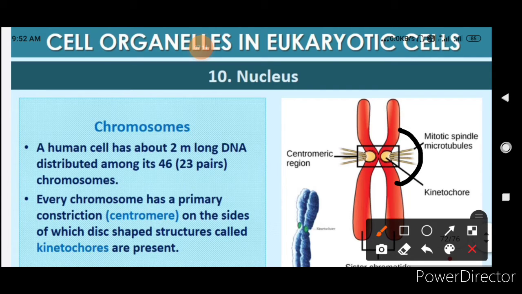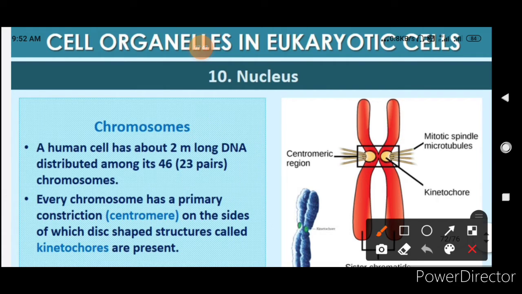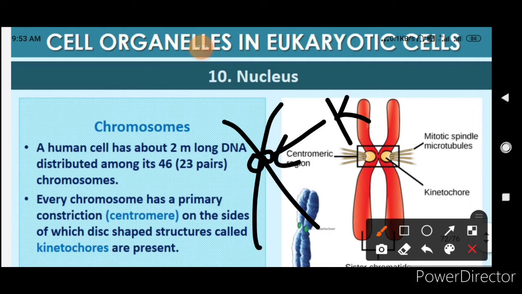That is the centromere. So this central structure is the centromere. On the sides of it, disc shaped structures are present and they are called kinetochores. See here, you can see this disc shaped structure. These are nothing but kinetochores. So a chromosome is an X shaped structure, and there is a constriction in this. This constriction is nothing but the centromere, and disc like structures will be present here, and these are nothing but the kinetochores.